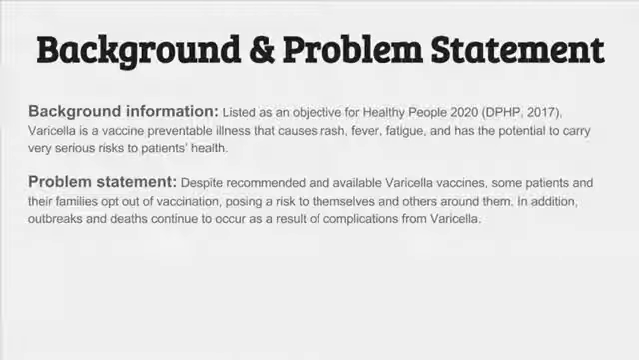Listed as an objective for Healthy People 2020, varicella is a vaccine-preventable illness, often occurring during childhood, that causes rash, fever, fatigue, and has the potential to carry very serious risks to the patient's health. According to UpToDate, risks and complications of varicella include soft tissue infection, pneumonia, hepatitis, and encephalitis. At-risk groups include adults, pregnant women, and immunocompromised individuals.